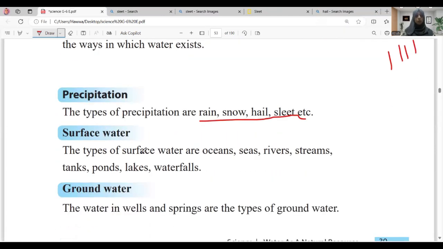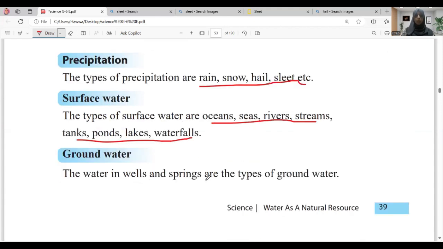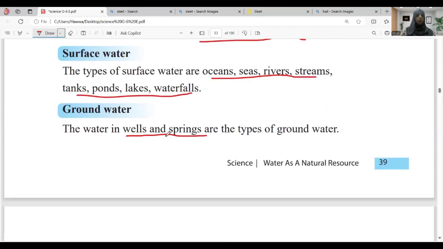Then we have the surface water. That is what we see: ocean, river, sea, stream, tank, pond, lakes, waterfalls. The water which is remaining on the surface, on the ground, which is visible. And next we have the groundwater. This groundwater is well and spring. You have to dig the ground to get water. For wells, you have to dig the ground several feet, and then only you can find water, right?